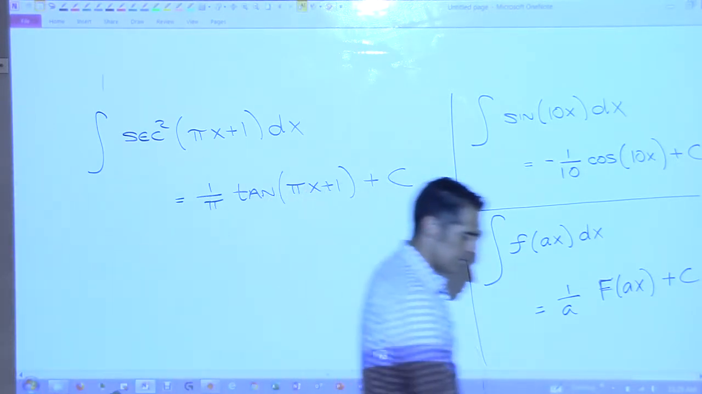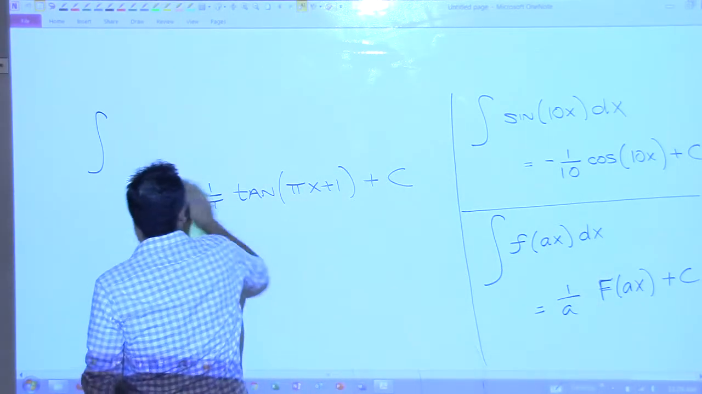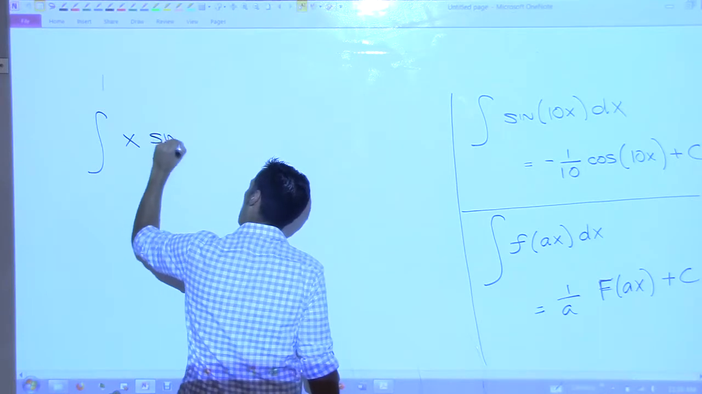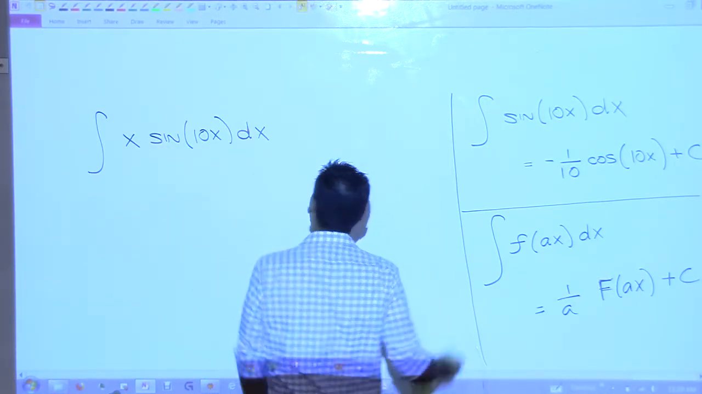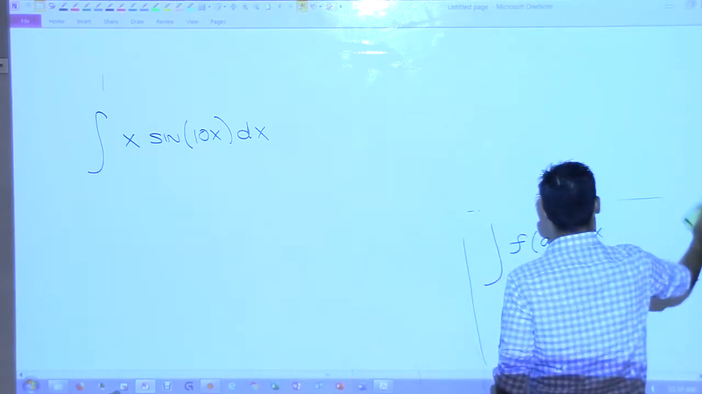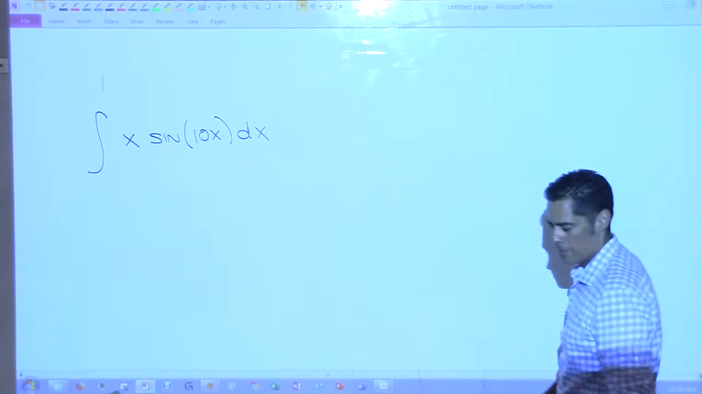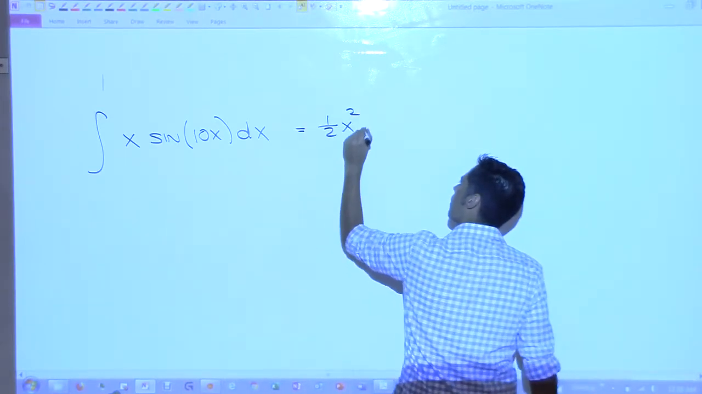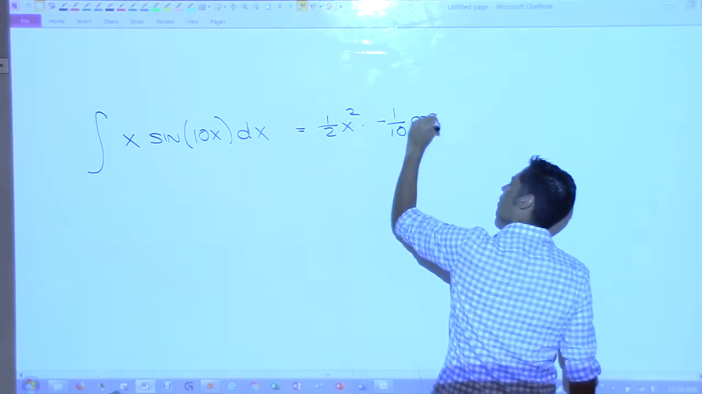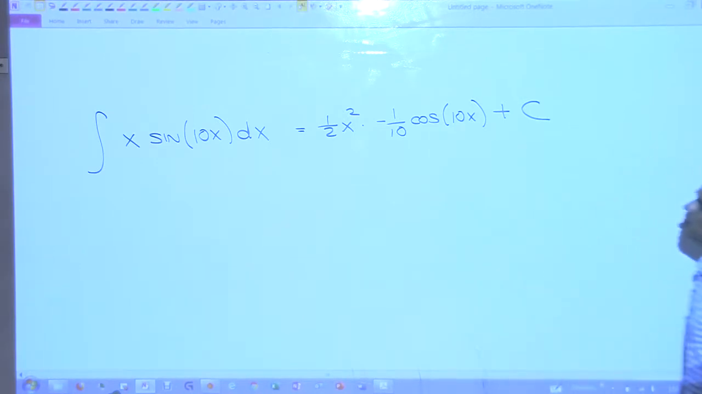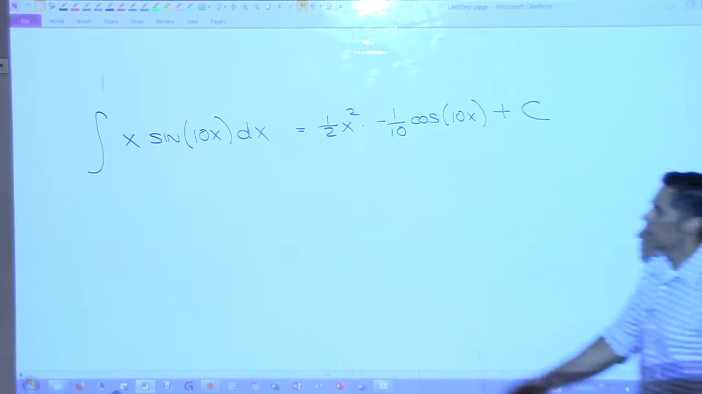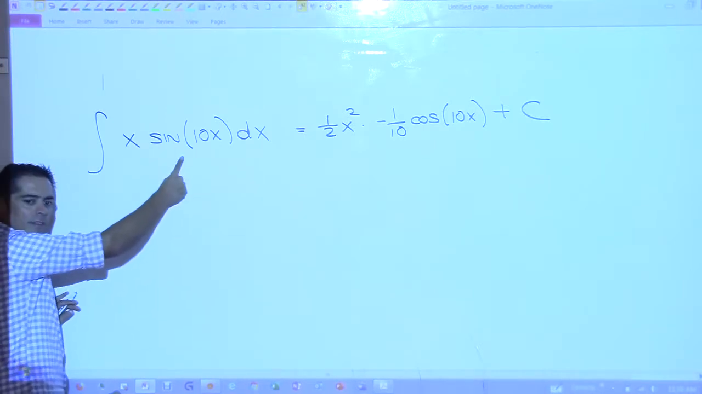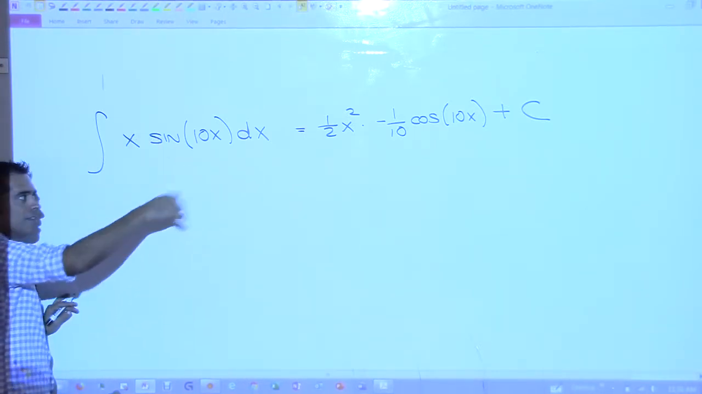All right, now let's do the next problem. How about this one? So let me put an answer up here and you tell me if this is right. Is that right? No. Why not? There's a product. Yeah, there's a product here, right? So that answer was me just taking the antiderivative of that and multiplying it by the antiderivative of that. You'll see what I did? And that's very, very wrong.